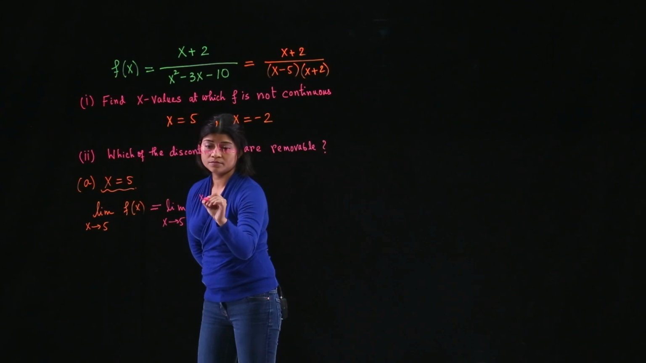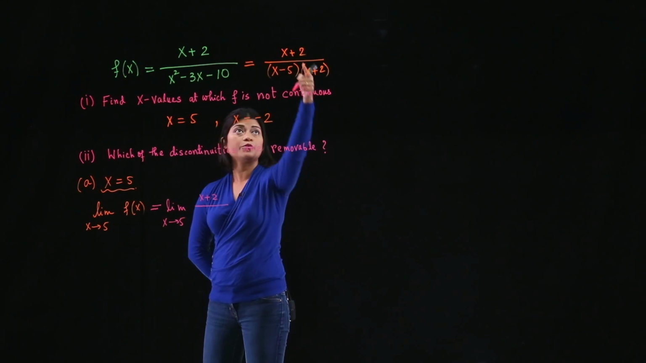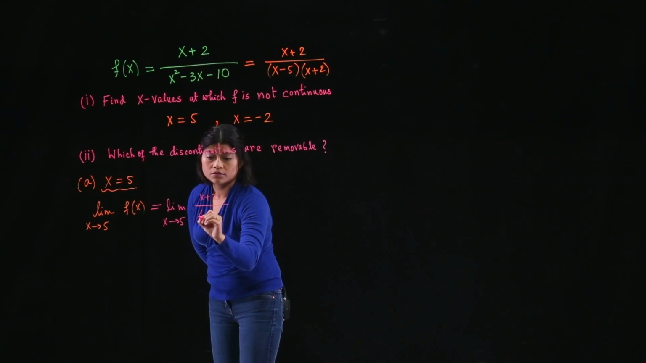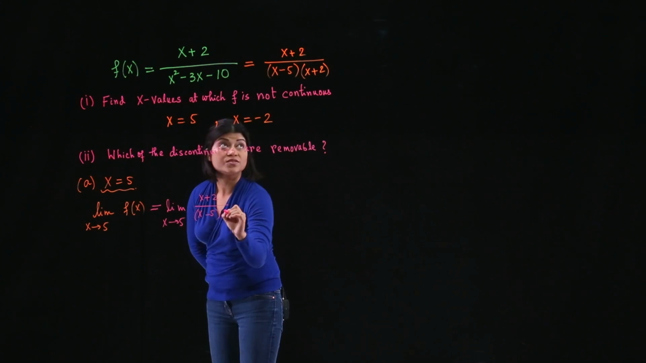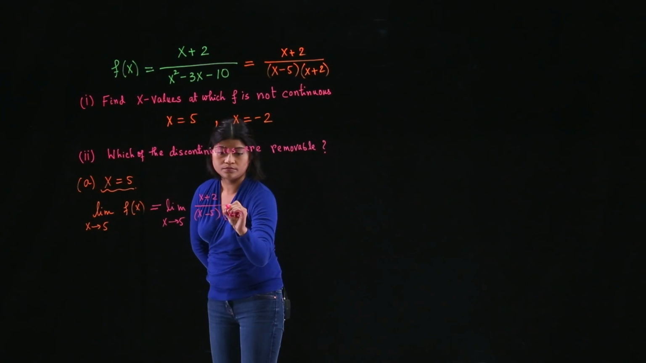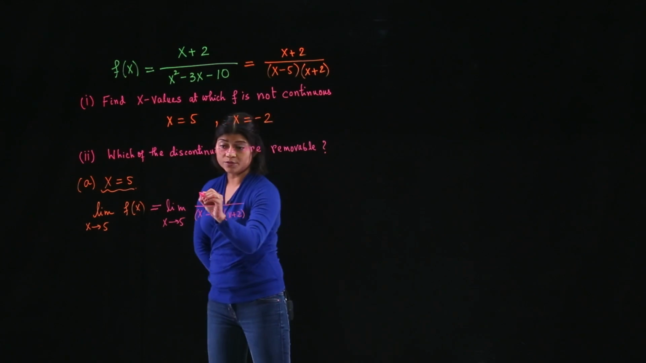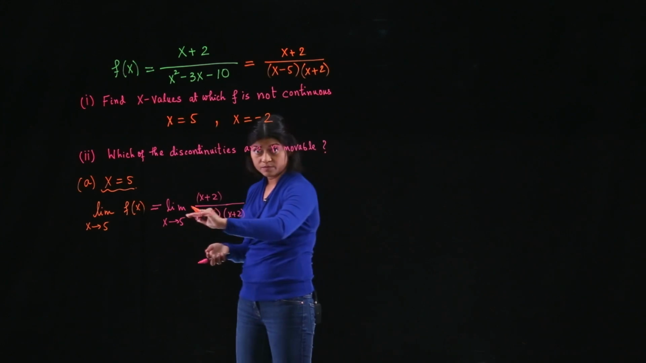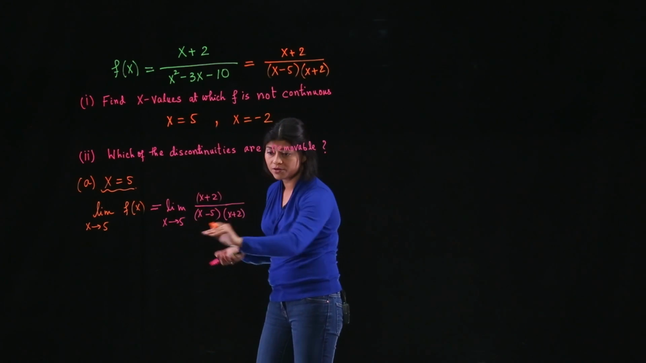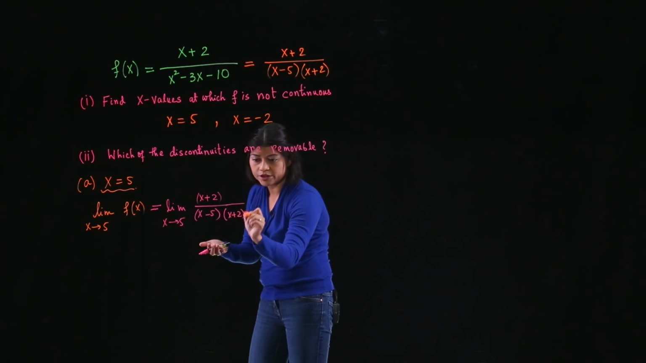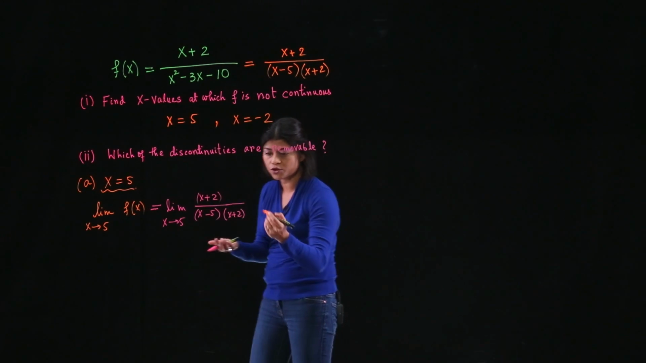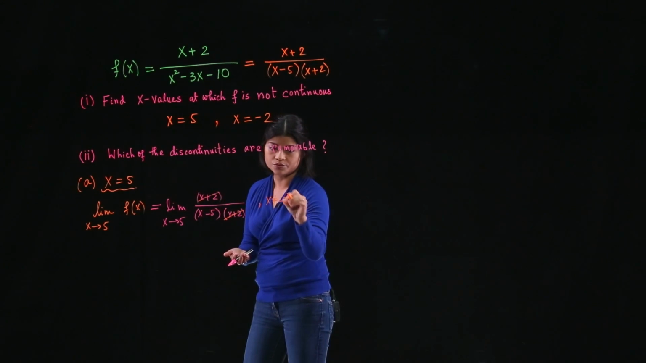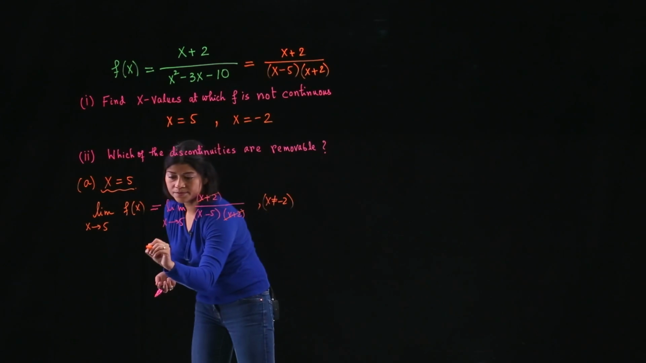The function is x plus 2 divided by, I'm going to use this expression since I already have the denominator factored, x minus 5 times x plus 2. Now notice, you're probably wondering why I'm not cancelling these two terms. Well, I will now, because I'm computing the limit as x is approaching 5, which means there is no point where x will be equal to negative 2, and therefore we can cancel this, because x is not negative 2.